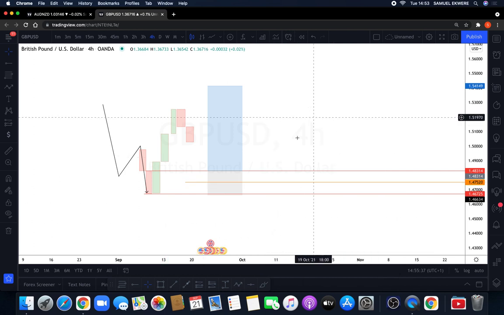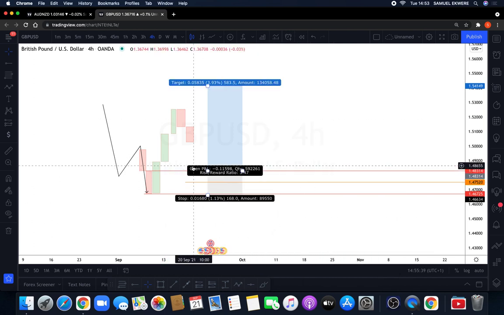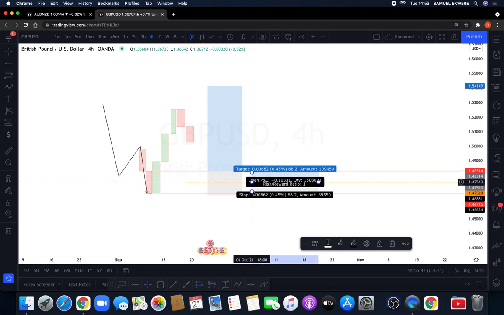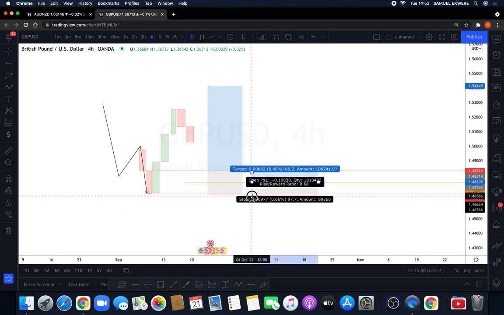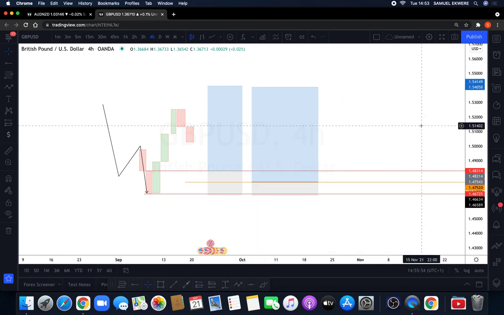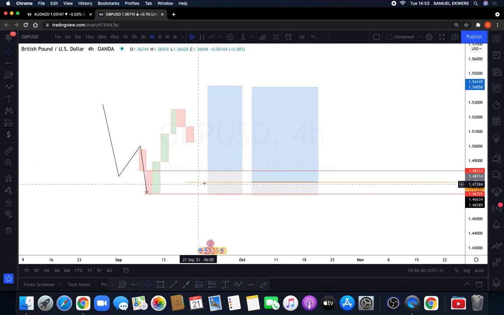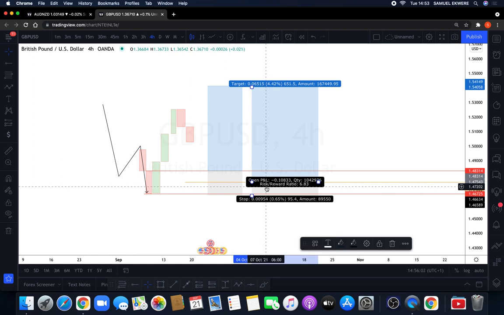So now the first type of entry is either you enter from the open of the other block, or you make use of the 50% of the other block, making it your entry, and then putting your stop loss just below, and then targeting this. Now the essence of entering using the 50% level of the other block is because you're trying to make sure your stop loss is small, right? You're trying to get a better risk to reward, right?